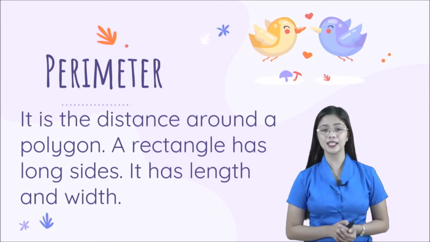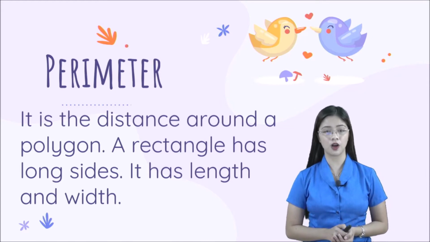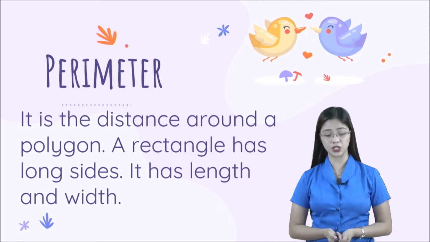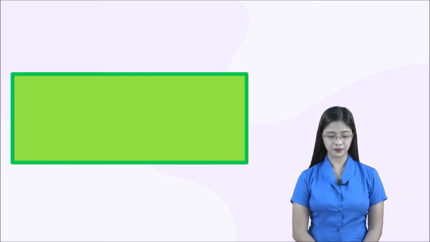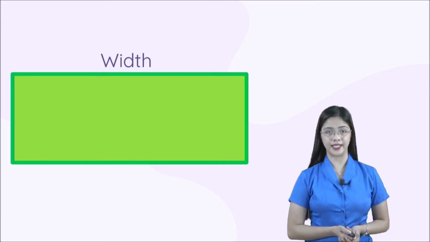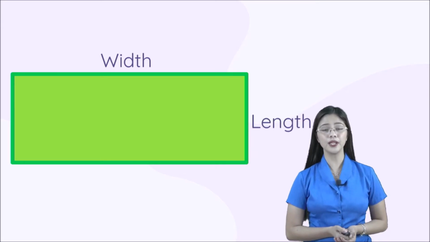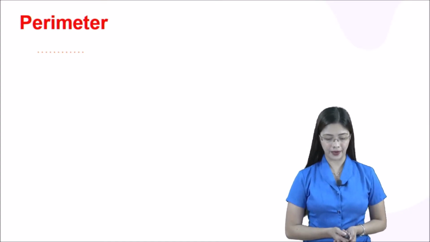The perimeter is the distance around a polygon. A rectangle has long sides. It has length and width. Okay, so let's find out first which is the length and width in our bulletin board. As you can see, kids, that is our width, okay? And this one is our length. So all we need to do is to find our perimeter.